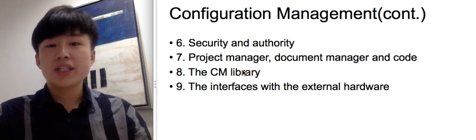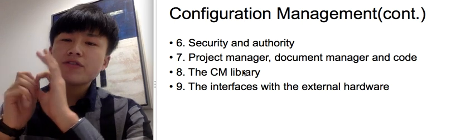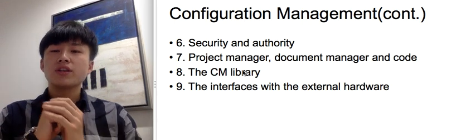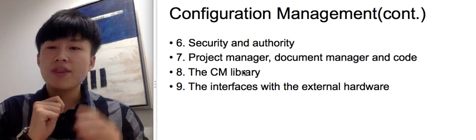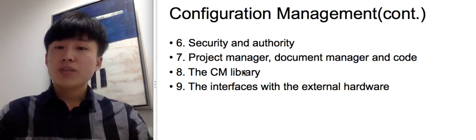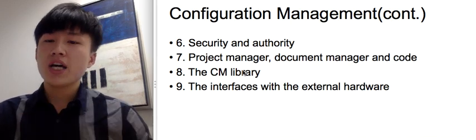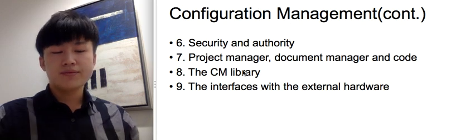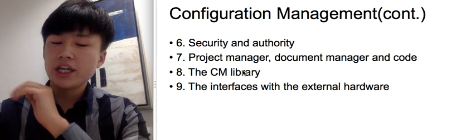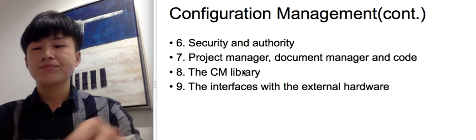The eighth point is the CM library. The CM library has 3 different divisions, which include the development library, the control library, and the product library. Next one is the interfaces with the external hardware. The interfaces with the external hardware are defined, which mainly contain the interfaces which connect with the sensors.